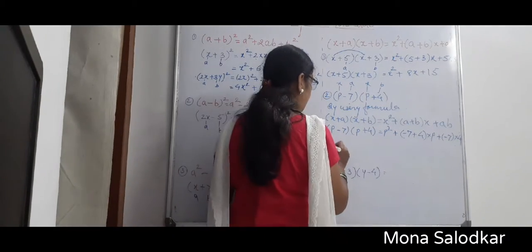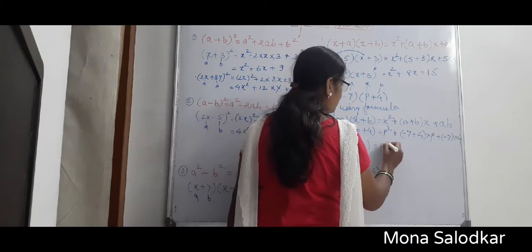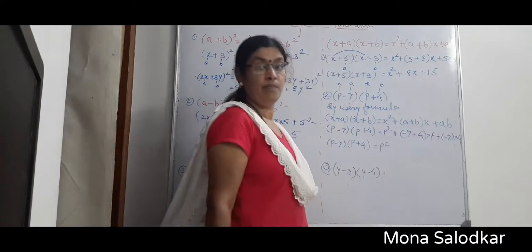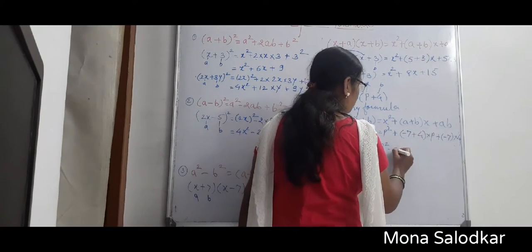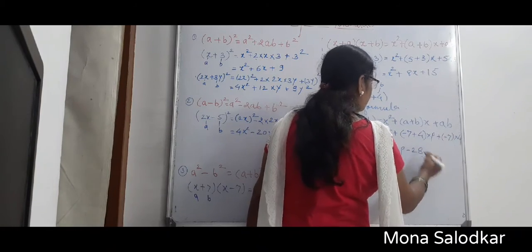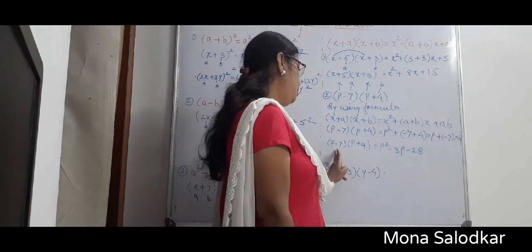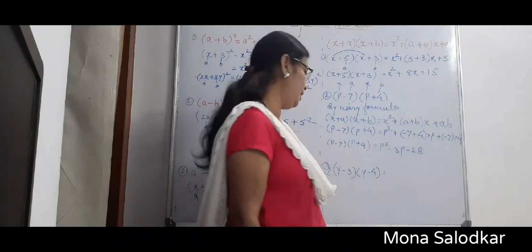Now see here what you get. (p − 7)(p + 4) is equal to p². Minus 7 plus 4: minus plus plus, sign of the greater number, so −7 + 4 is −3p. And here −7 into 4 is −28. So what is your answer? (p − 7)(p + 4) = p² − 3p − 28.